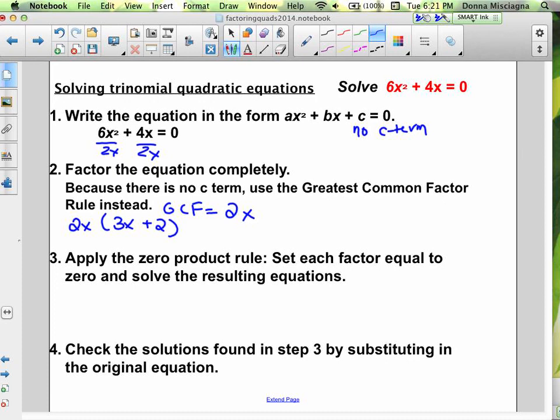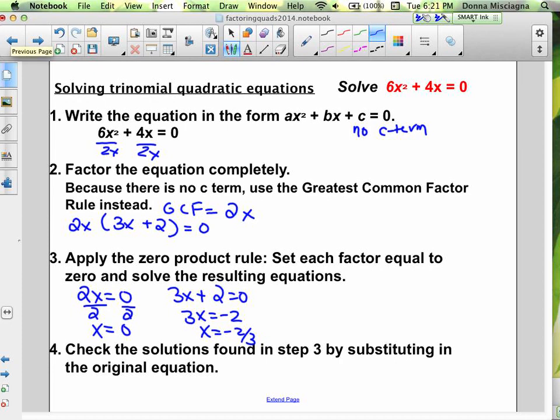And if you weren't sure, you could multiply it back and you get the same answer, right? 2x times 3x is 6x squared, 2x times 2 is 4x. And now we just apply the zero product rule. We set each factor equal to 0 and solve. So we have 2x is equal to 0. Well, if you divide 0 by anything, it's still 0. And we have 3x plus 2 is equal to 0. So we'll subtract 2 from both sides and then divide by 3. X is negative 2/3. Those are our two solutions.